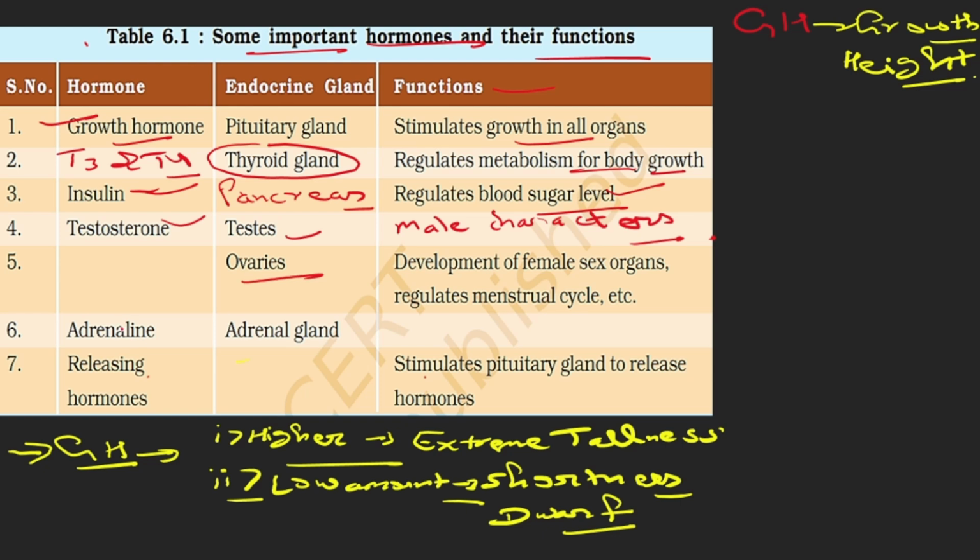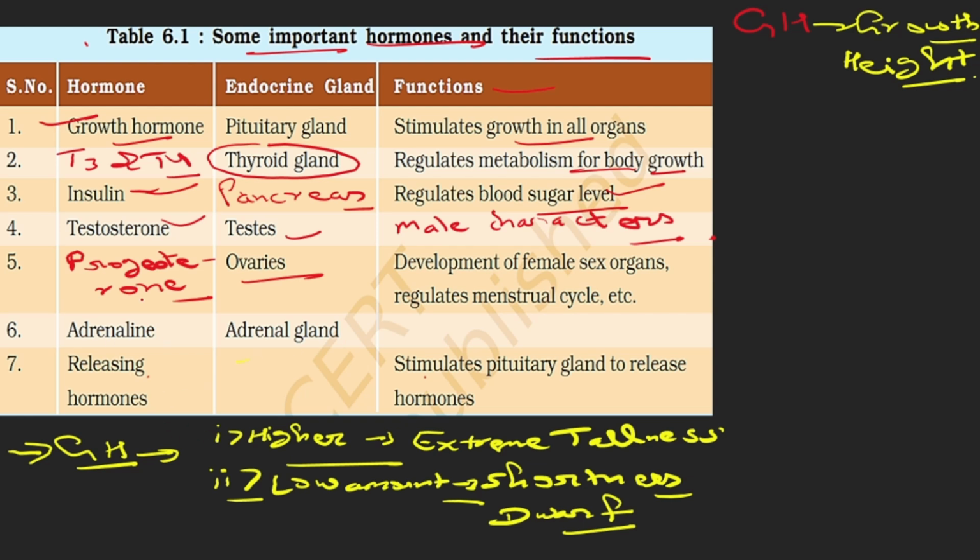Ovaries. Ovaries are the female reproductive organ and they are endocrine glands as well. They secrete various hormones. Although the ovary secretes many hormones, here I'm giving you the example of one hormone, which is progesterone. Progesterone is secreted by our ovaries. Ovaries are the female reproductive organ, and as they secrete hormones, they are endocrine glands. The function of progesterone is that it regulates the menstrual cycle as well as female characters. The menstrual cycle we will discuss in the reproduction chapter. For now, you just have to remember the hormone name, the gland name, and the function.